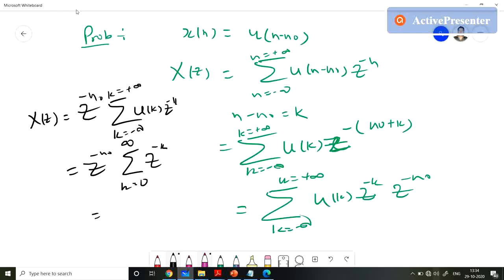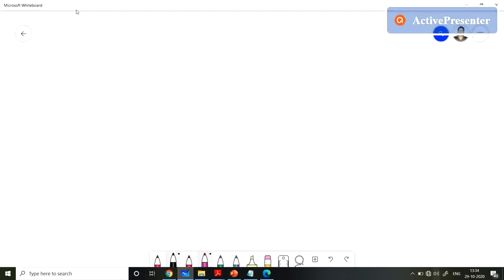Now the solution of this problem is z raised to the power minus n naught, and basically this is a form of GP. So it is 1 divided by 1 minus z inverse. This is the solution. So now again we see that we have poles. X(z) is z raised to the power minus n naught divided by 1 minus z inverse. So this is the solution. This is the Z transform.